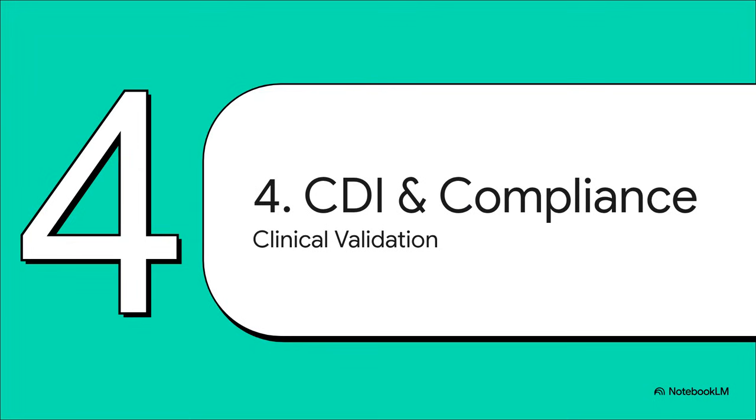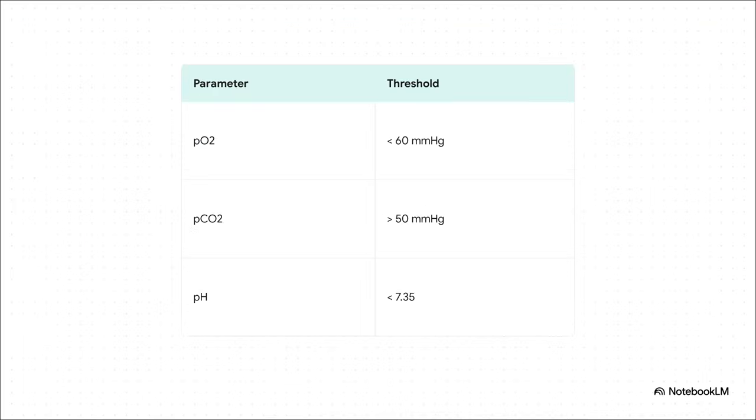All right, Section 4, High-Yield CDI, Clinical Validation, and Audit Compliance. Here's the deal. Payers and auditors love to target and downgrade acute respiratory failure to simple hypoxia. To stop them in their tracks, your clinical validation has to rigidly anchor to arterial blood gas parameters. You want to ensure the chart clearly documents a PO2 less than 60 millimeters of mercury, a PCO2 greater than 50, a pH less than 7.35, along with severe work of breathing, tachypnea, or a requirement for continuous high-flow oxygen.